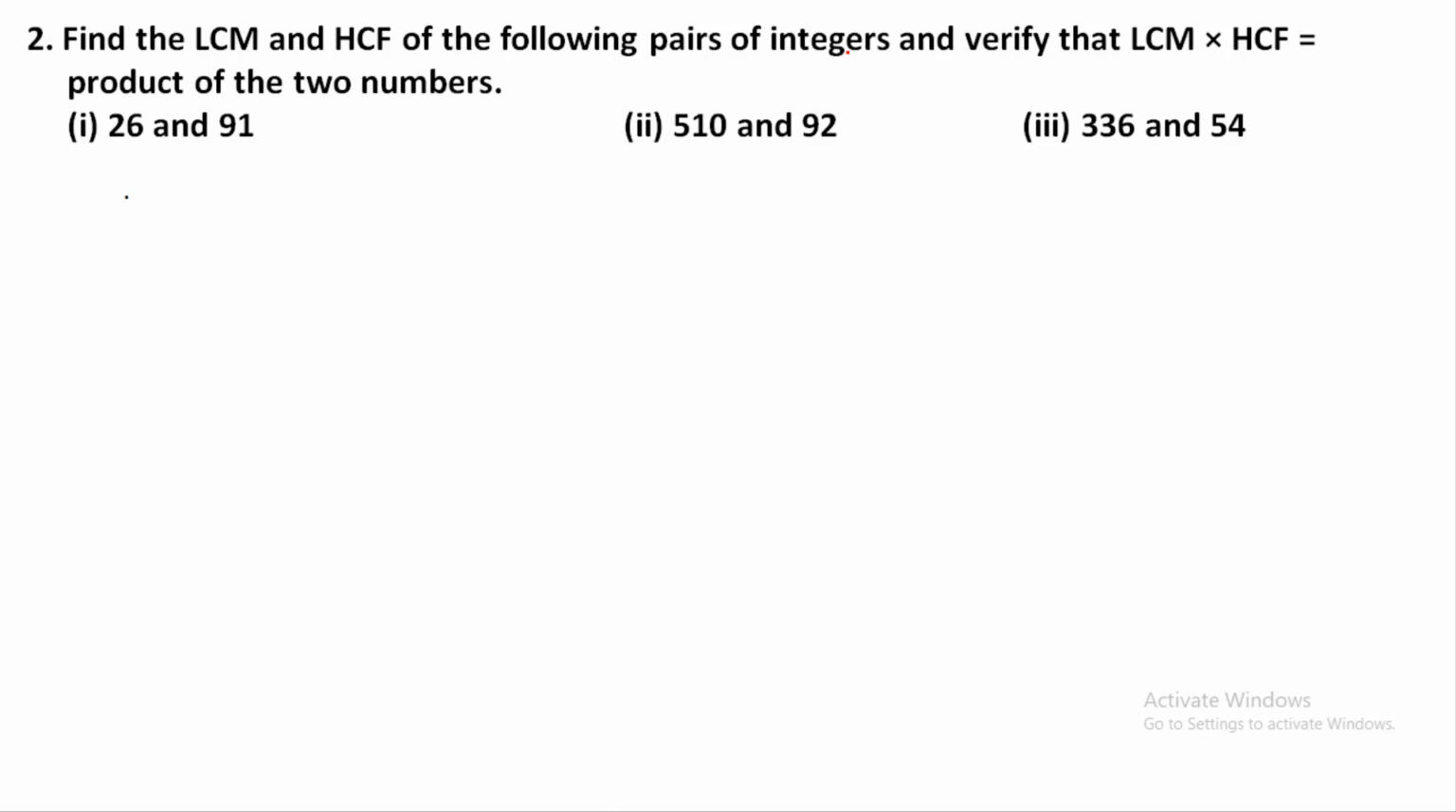Next question है, find the LCM and HCF of the following pairs of integers and verify that LCM into HCF is equal to product of the two numbers. So here is the first part. 26 and 91. So first we do the prime factorization. So 26 can be written as 2 into 13 and 91 can be written as 7 into 13.